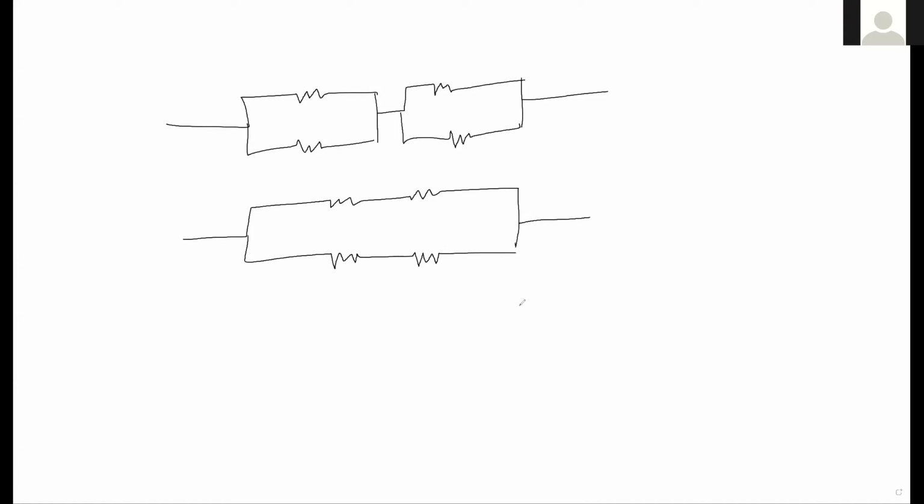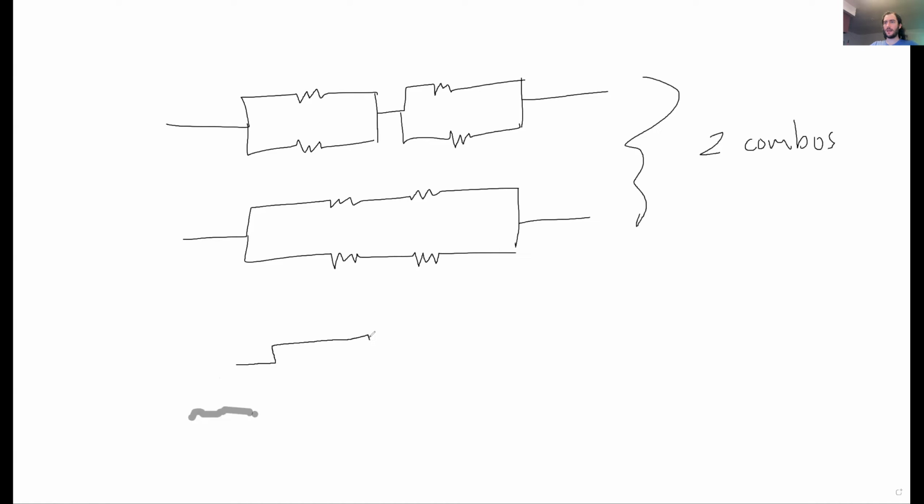Because even if I get this, so these are definitely 2 different combinations, right? So it's 2 in parallel in series with 2 in parallel, and this is 2 in series in parallel with 2 in series. But we count these, so this is 2 combinations. Got it. And probably the most difficult one for students to find is the following. It looks like this.